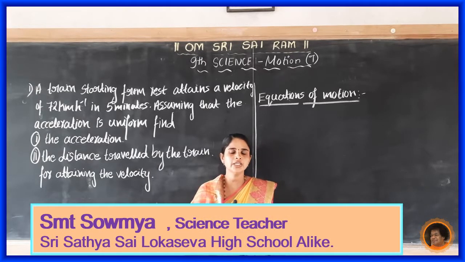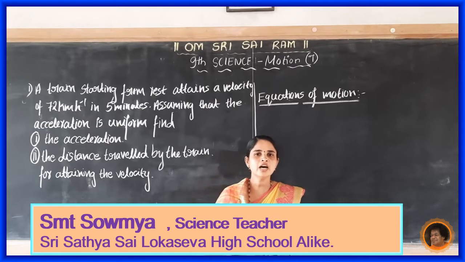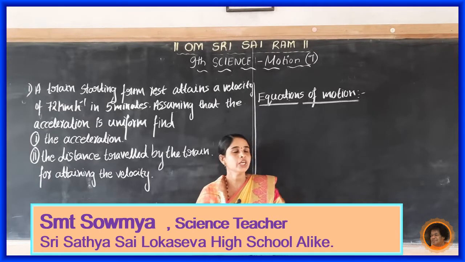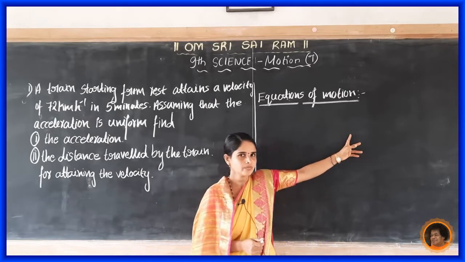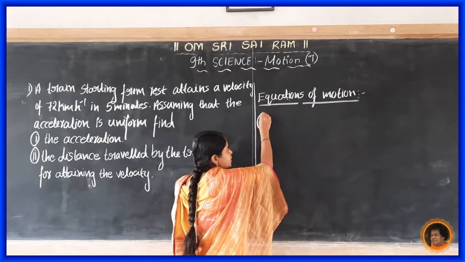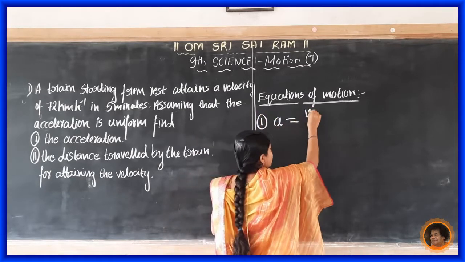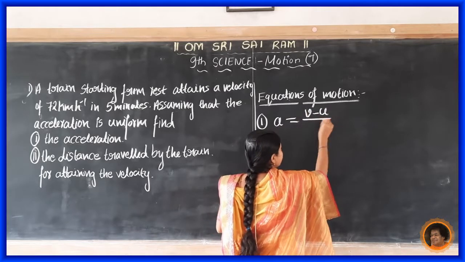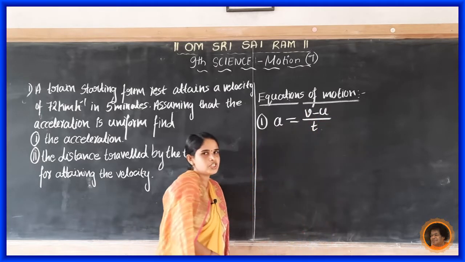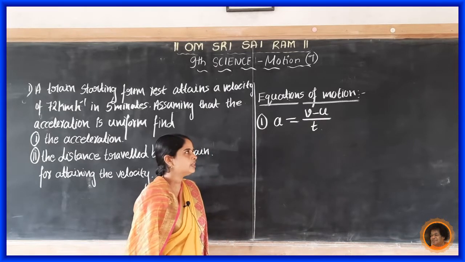Acceleration formula: a equals (v minus u) divided by t. In this class we are going to study equations of motion. Here there are three equations of motion. In that, the first equation for acceleration: a equals (v minus u) divided by t. It is the first equation.